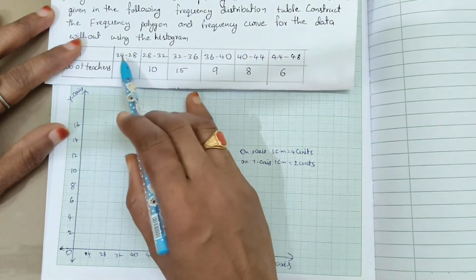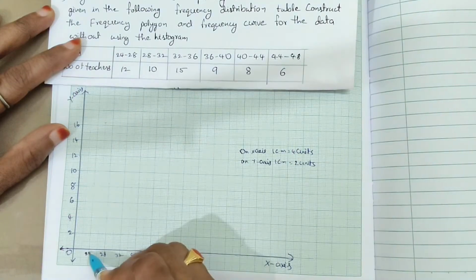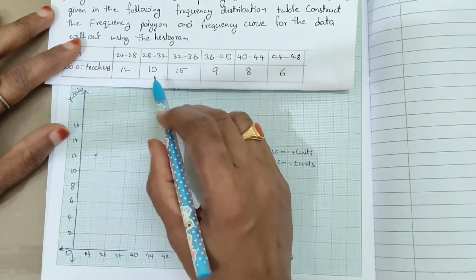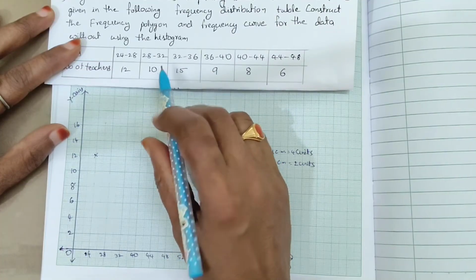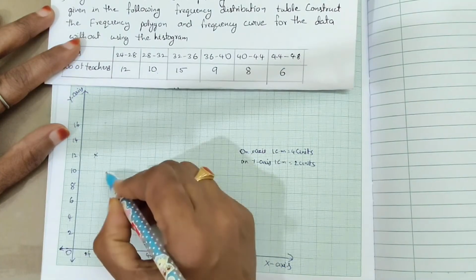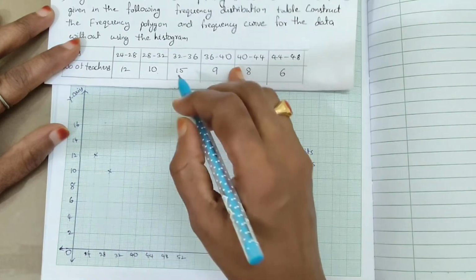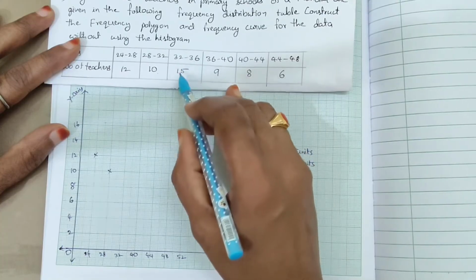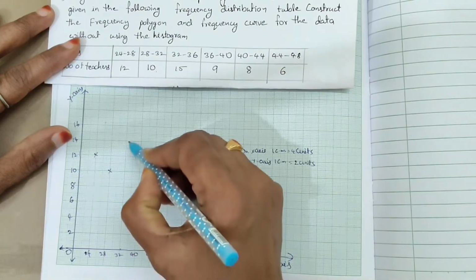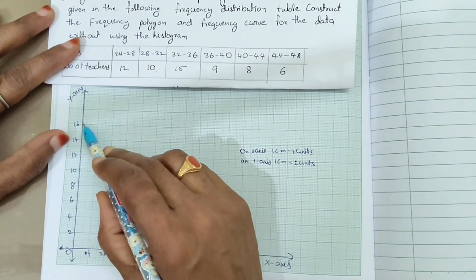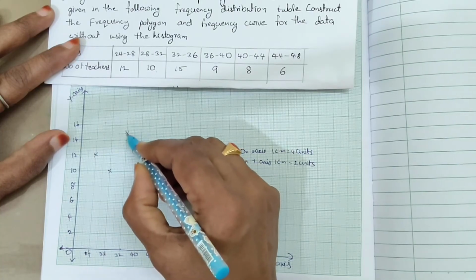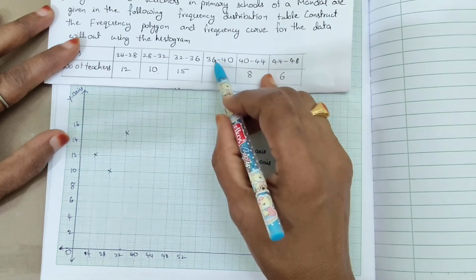So now here 24 and 12: x-axis on 24 and y-axis on 12. So this is the first point. Same method we identify the points. Here 28 on the x-axis, 10 on the y-axis. Next, the third one is 32 and 15: x-axis on 32, y-axis on 15. 15 is the midline between 14 and 16. Next, the fourth point is 36, 9.